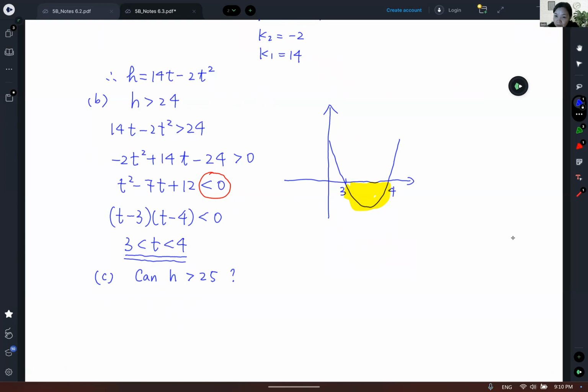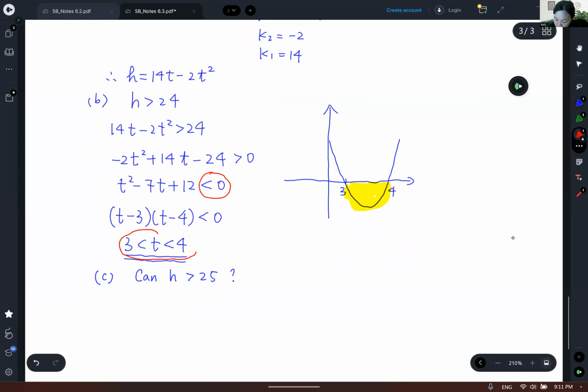Now, if we compare this question to part B, part B is h is bigger than 24. Right? When is that? You found out after calculation for part B that when t is greater than 3 and smaller than 4, between 3 and 4, that is when h is greater than 24. But this last question is, can h be greater than 25?